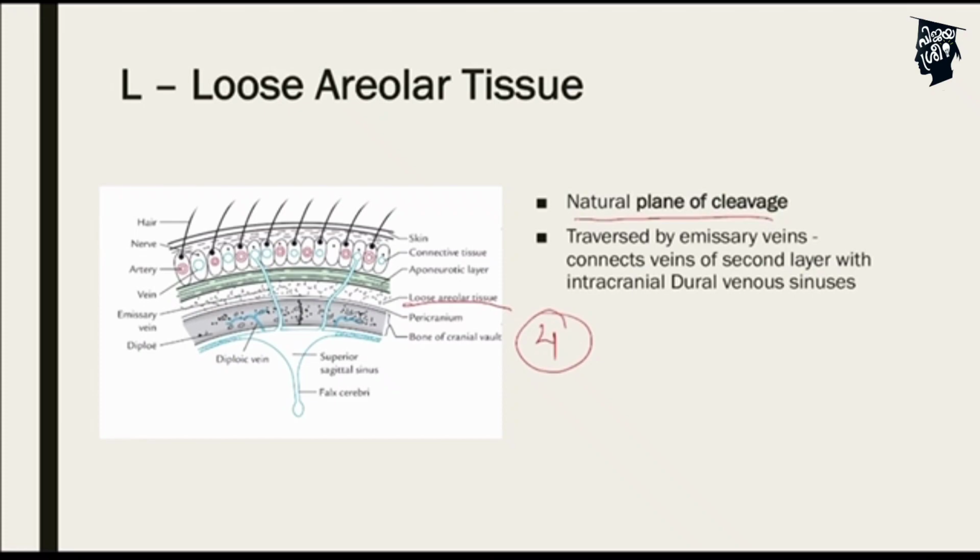Next is the presence of emissary veins. Can you see that there are emissary veins that connect the veins of the second layer, connective tissue layer, to the intracranial dural sinuses within the brain. So these emissary veins traverse the loose areolar tissue.